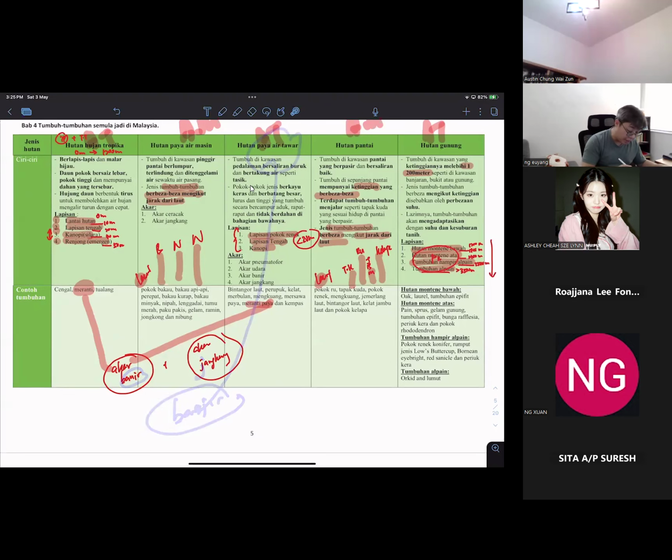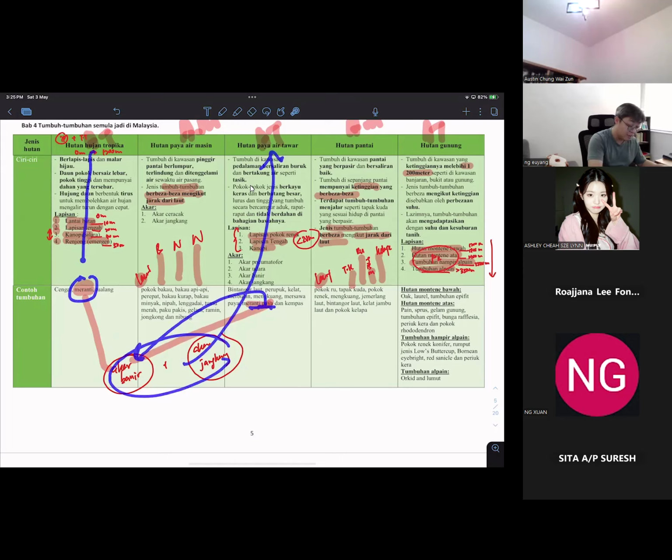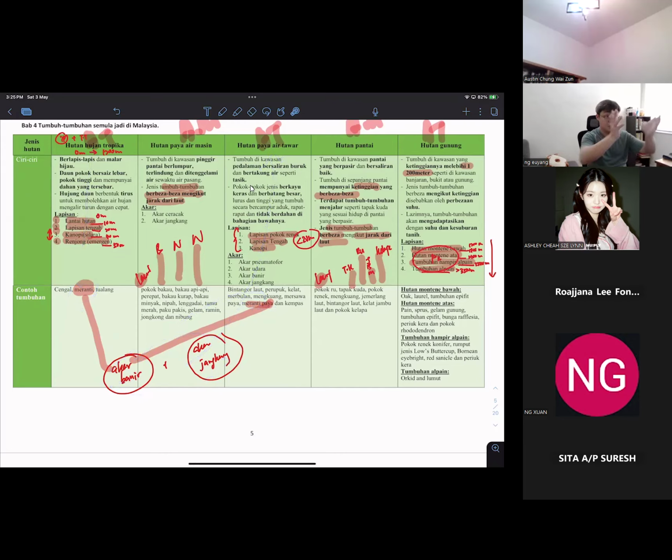So there's one, banil and jangkang able to grow in hutan paya air tawar. Let's say for the meranti paya, but meranti paya is usually referring to the akar banil. So akar banil also exists in the hutan hujan tropika for the pokok meranti. So this is all the pokok banil, akar banil, trying to support the trees from not falling, no matter it's in hutan hujan tropika and hutan paya air tawar for the akar banil. So akar jangkang able to grow in two, hutan paya air masin and air tawar. Okay, so this is all for now.